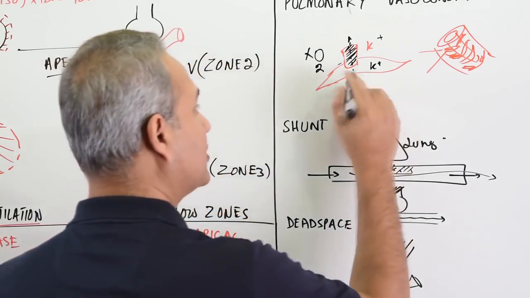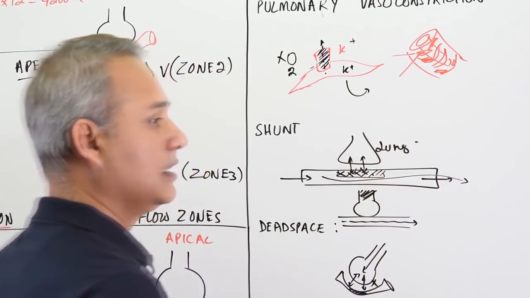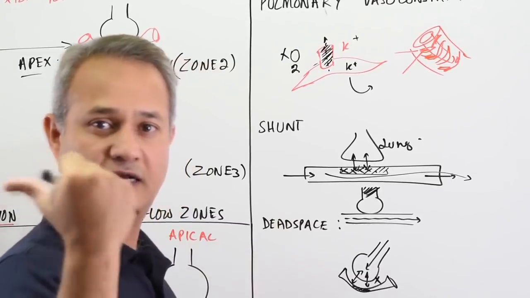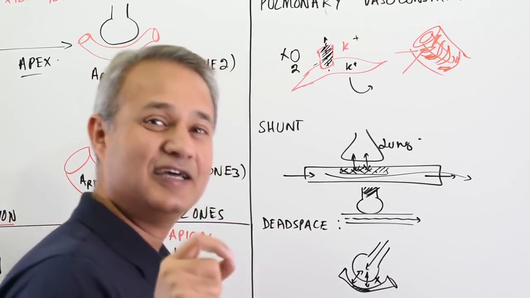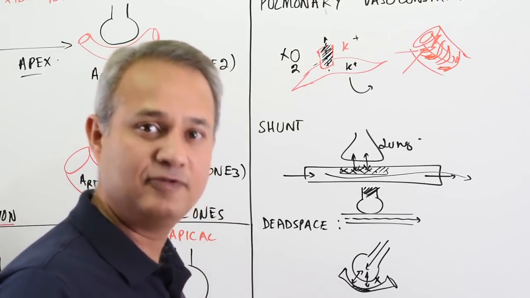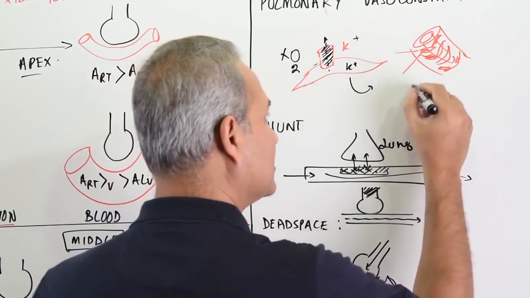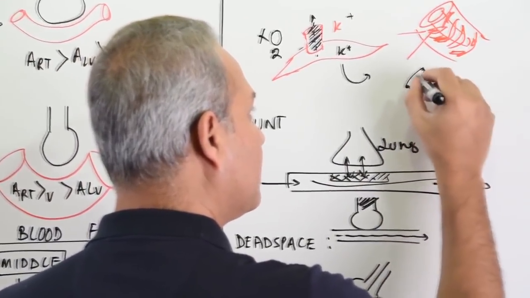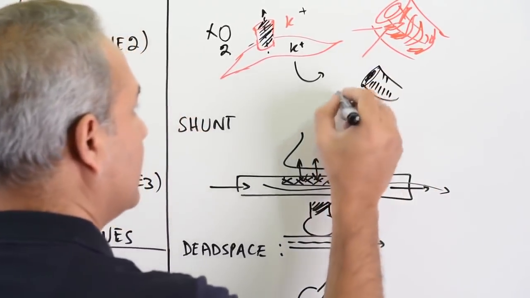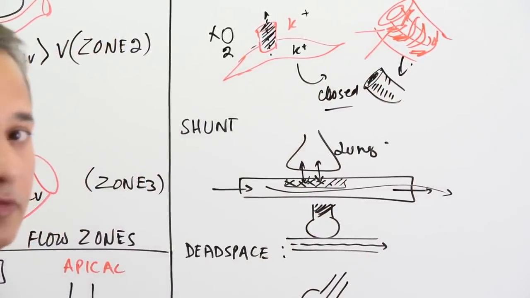Now a depolarized muscle cell will mean what? It will mean constricted muscle cell. Constricted muscle cell will mean that this blood vessel will now become closed. It is closed. So when there is less oxygen, the blood vessel will become closed.